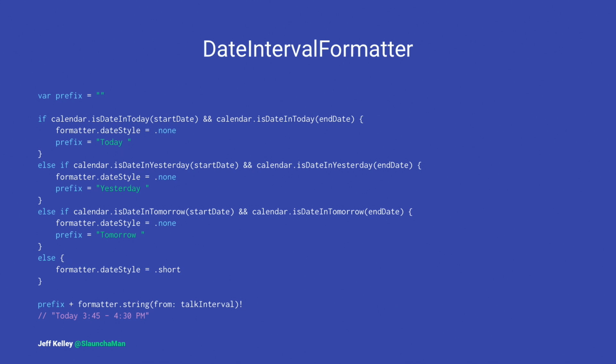If it is, great. We'll store that in a prefix. And then if not, we'll set the date style of the formatter to short so that it'll just show the date. So for today, it'll say today, tomorrow, it'll say tomorrow, and the next day, it'll fall back to what we saw before of month/day/year. These formatters are also, because they're localized, you don't have to worry yourself about localizing an app for the UK and switching month and day when you format it. So that's the first thing, date intervals.